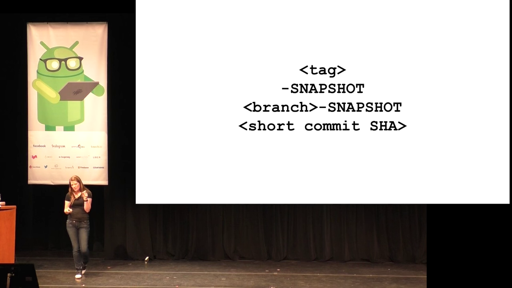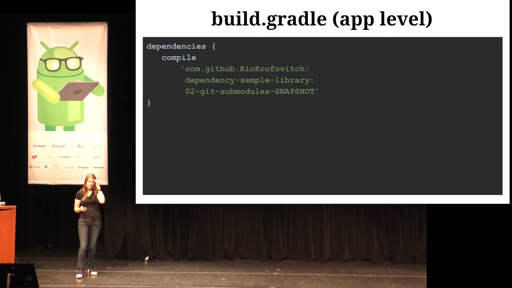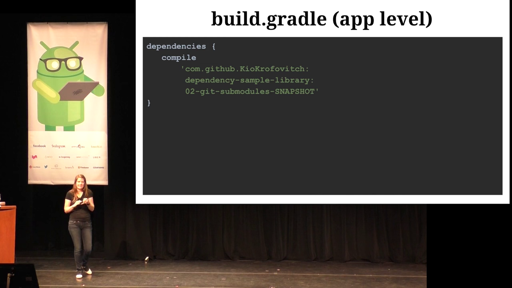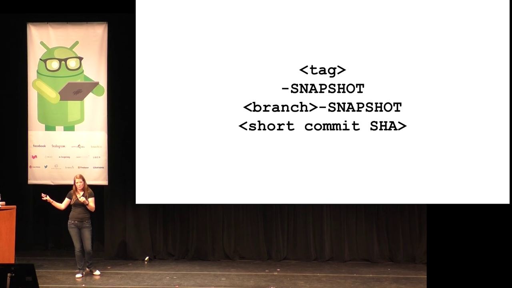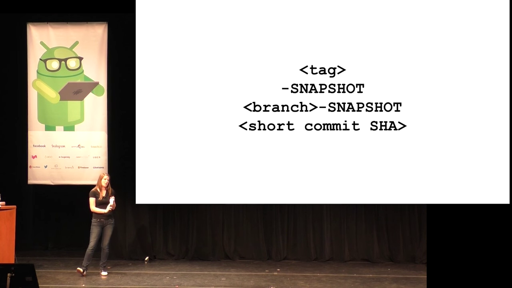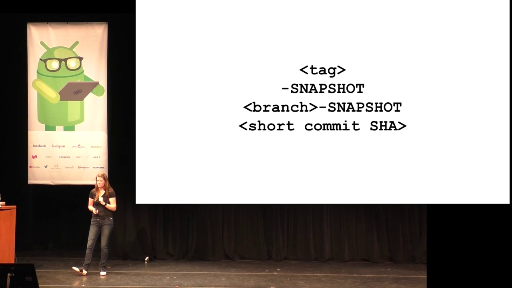So that version number, let me go back, that version that was o2-git-submodules-snapshot, you have a lot of power in how you want to define your version. So you can define it as the tag name. You can define it as just dash snapshot, which will just go to your master branch and pull the latest for master. Branch dash snapshot, which will be the latest version of your branch. Or you could even do a la Git submodules and refer to a short commit SHA so you know for sure that you're just pulling from this specific location.